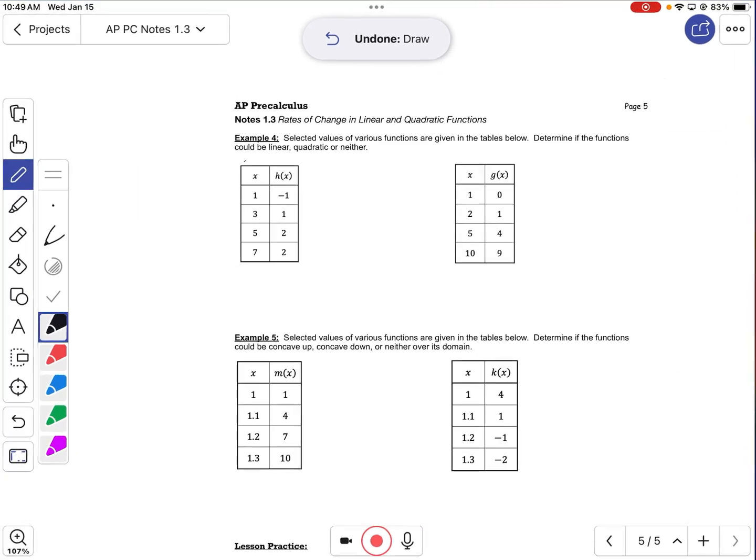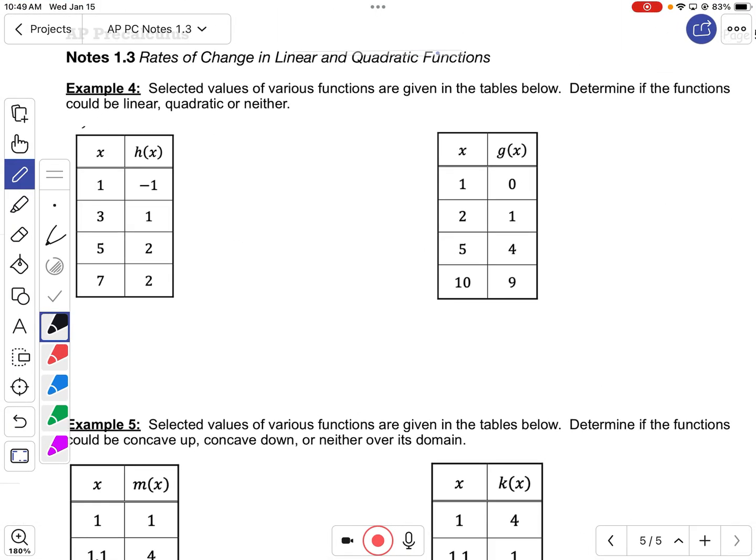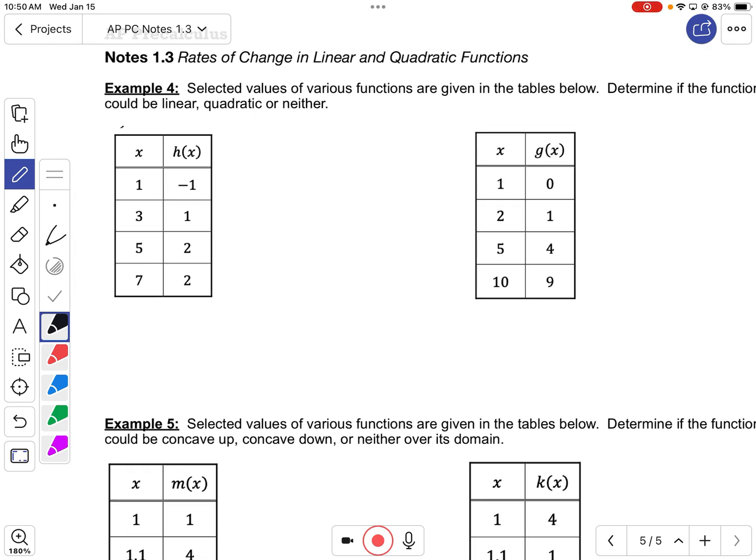Okay, so let's jump in here and look at these. Okay, fat fingers. All right. So selected values of various functions are given in the tables below. Determine if these functions could be linear, quadratic, or neither. Okay, so let's do one together, and then we'll go from there. Okay. So what I need to do is I've got to first find the average rate of change.